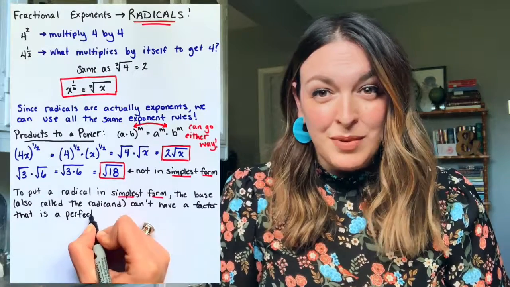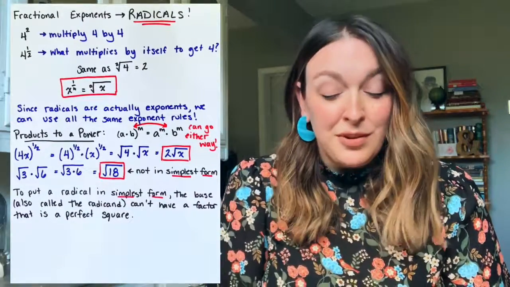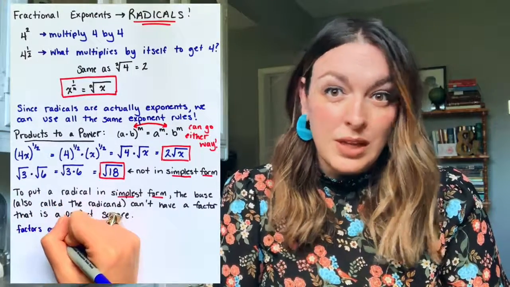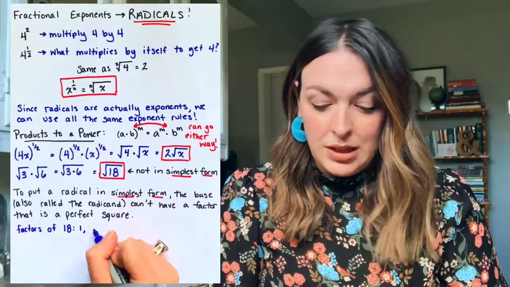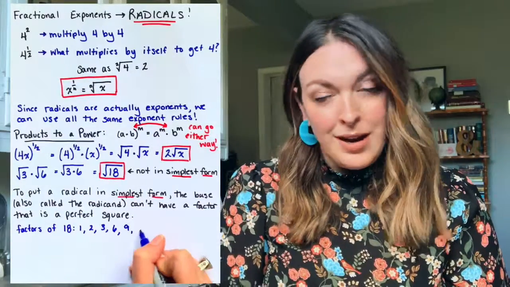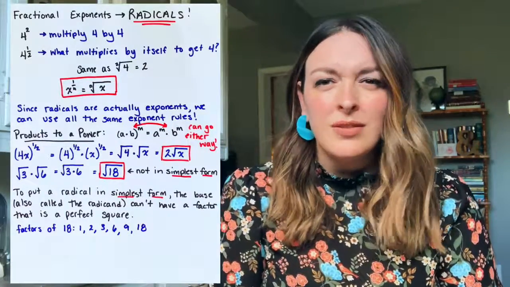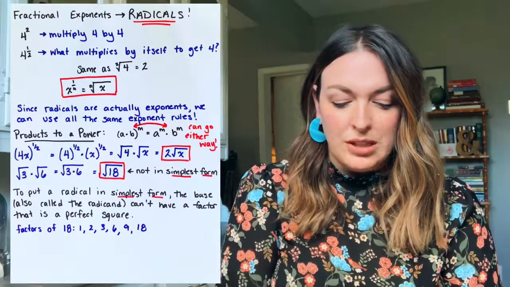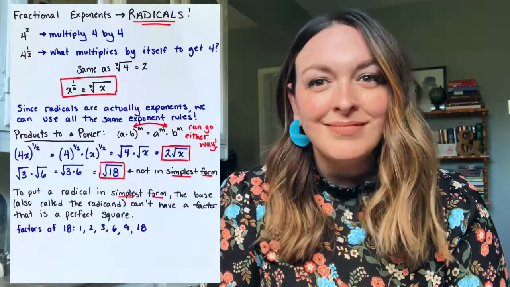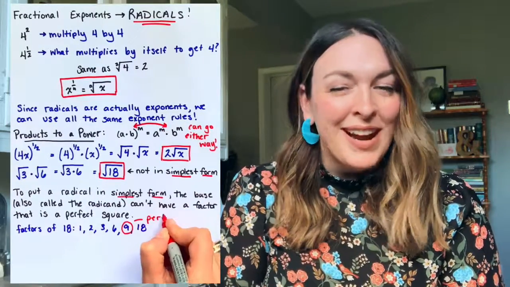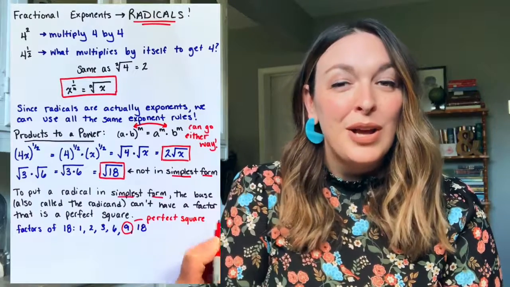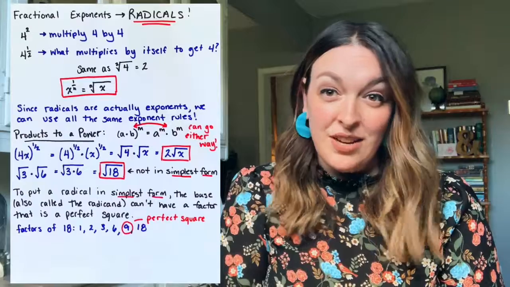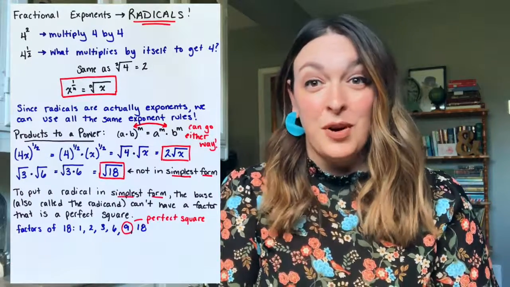Remember, factors are numbers that multiply to get the number. So factors of 18 are 1, because 1 times 18, 2 goes into 18, 3 goes into 18, 6 goes into 18, 9, and 18. All those numbers can divide into 18. So that's how we know they're factors. There's one number there that is a perfect square, and it's that 9. Remember, 9 is 3 times 3. It's a perfect square. So therefore, 18 has a factor that's a perfect square, and the square root of 18 cannot be a radical in simplest form.